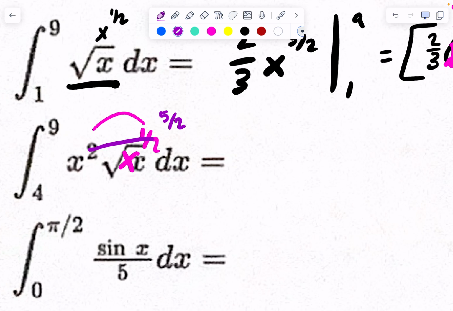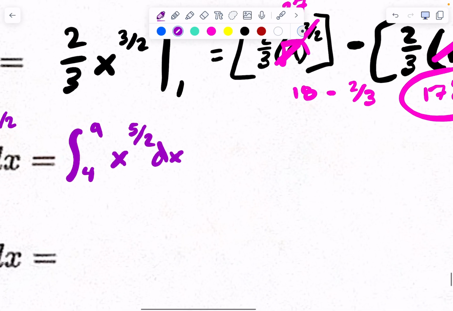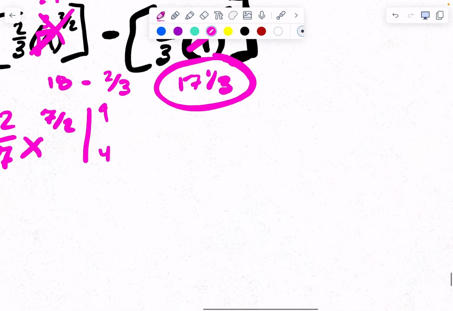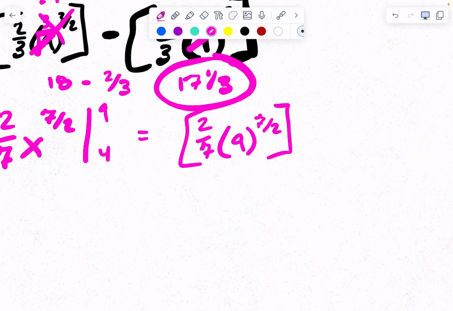Pause. 2 plus a half is 2.5, which is 5/2, right? So before we even start, we convert this to x to the 5/2 power, because then they're combined. If I add 1 to this, 5/2 plus 1 is 7/2. So this is 2/7 times x to the 7/2, right? Because 1 over that would flip it. And now I plug in 9 and 4. 2/7 times 9 to the 7/2 power. We're going to find out what that is in a second because it's going to come out nice.